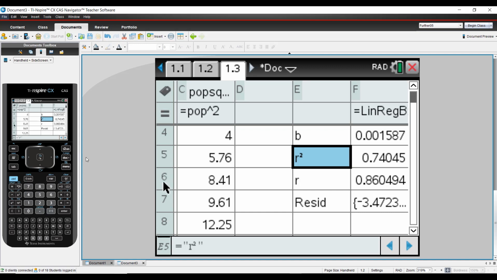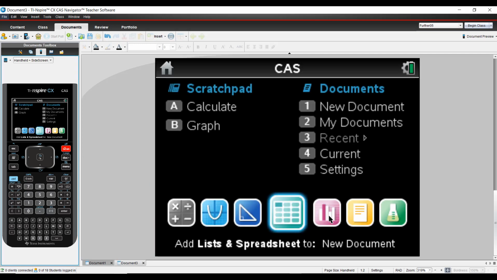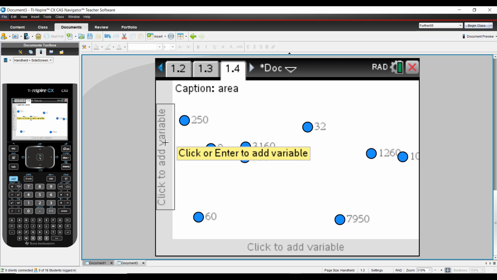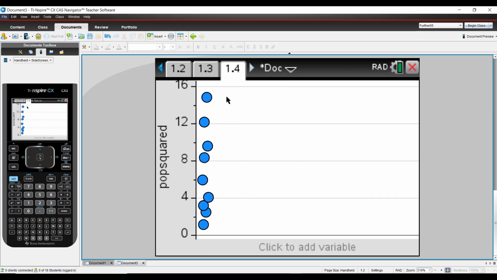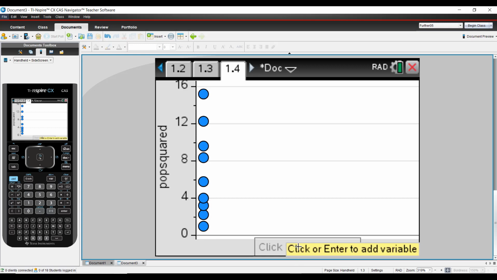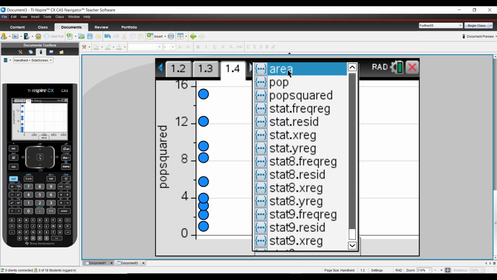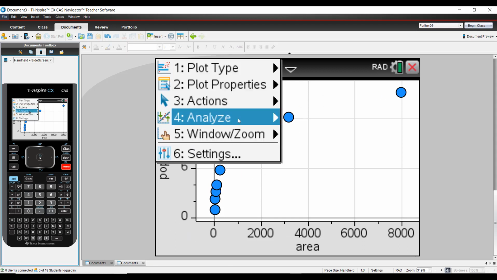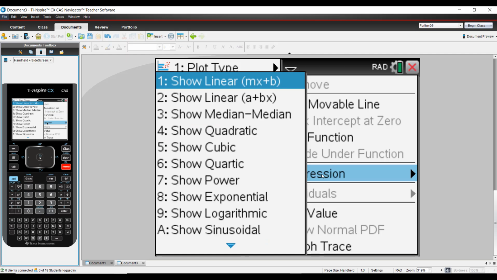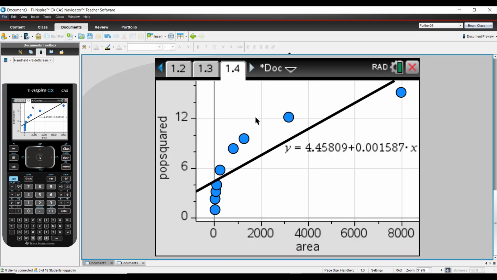But to work this out, let's do a visual. We're going to plot, this time it's going to be the pop squared, not the pop. We've transformed the y squared. And on the horizontal we have area. Again, this doesn't look very promising, not linear at all. Let's analyze and complete a regression. There we go, here's our equation. Unfortunately, that doesn't fit the data well at all.